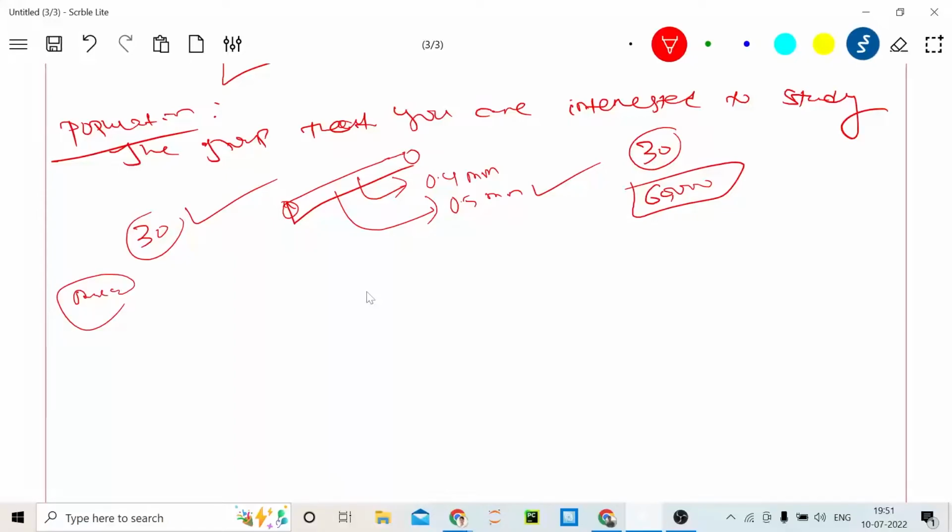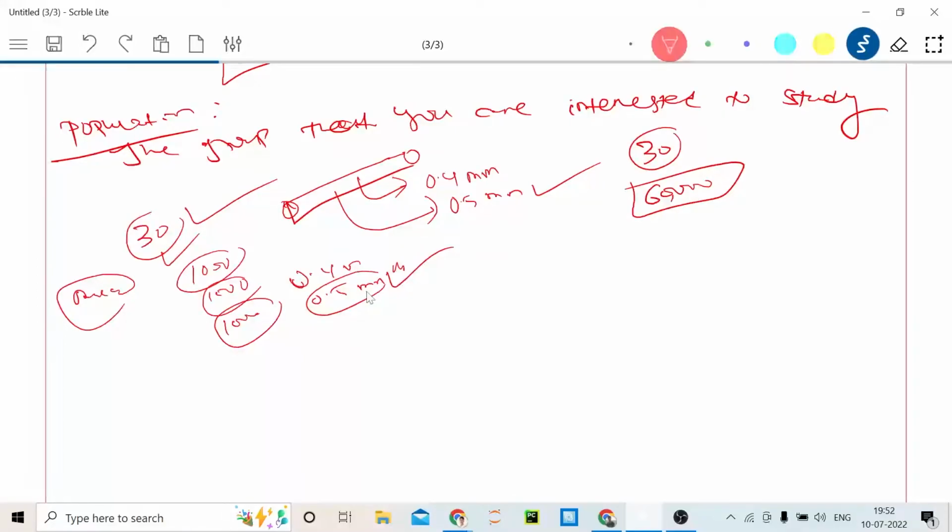Then what will you do? You will go to each industry and collect some sample, maybe 1000 from each, and test them. Is it 0.4 millimeter or 0.5 millimeter? If 0.5 millimeter, then your case is correct and you will win. If 0.4 millimeter, that means they are correct. Population means the whole syllabus, the whole data in which you are interested. In this case the population is all the straws manufactured by the company. There are millions of straws, and your population is all those millions of straws.